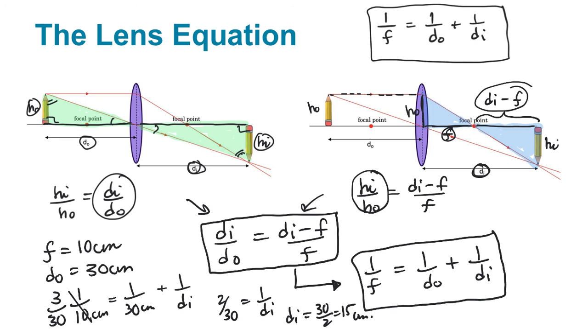And we'll see there's some cool corollaries of this, like if you plug in a value for DO that's less than the focal point, so the object is really close to the lens, you'll find that this pops out a negative value of the DI, and in the other video you could see what all of this means.